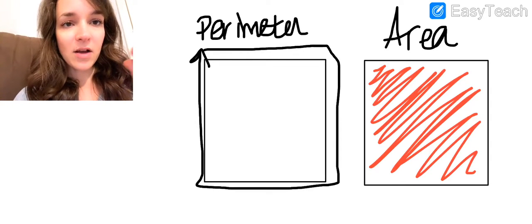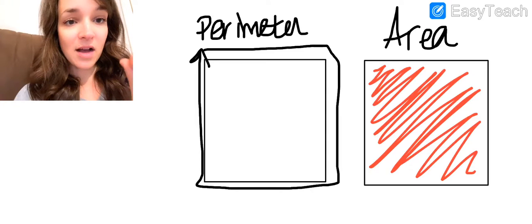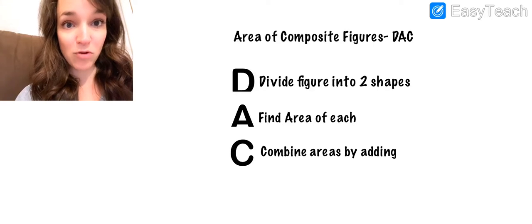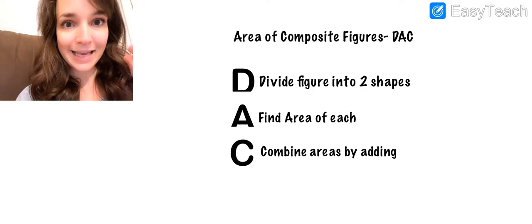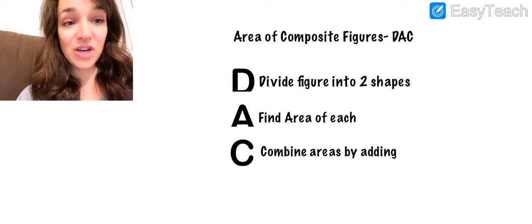So now let's talk about the process for finding the area of a composite figure. When we're finding the area of a composite figure, I've given you a little acronym here to help you remember. We're going to call it DAC, D-A-C. To find the area of composite figures, I want you to remember you got to DAC it. D stands for divide the figure into two shapes. So you're going to take that figure and divide it into two shapes.